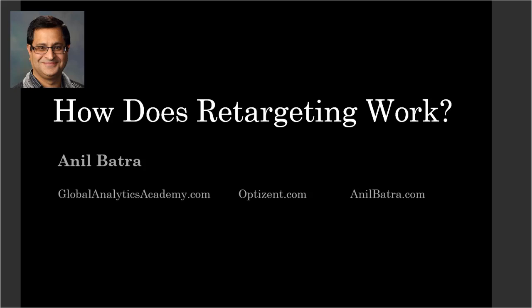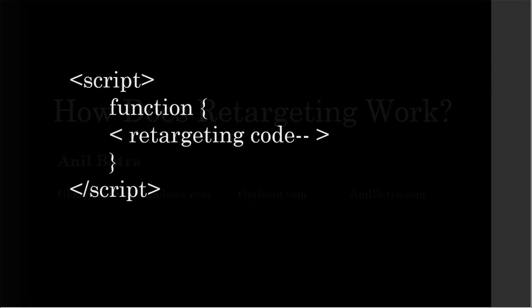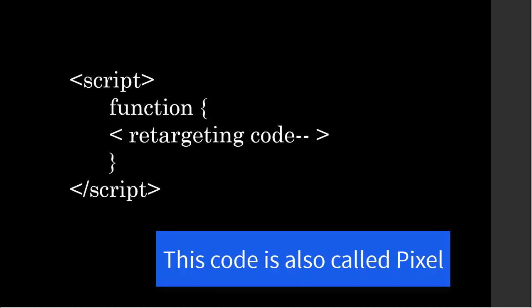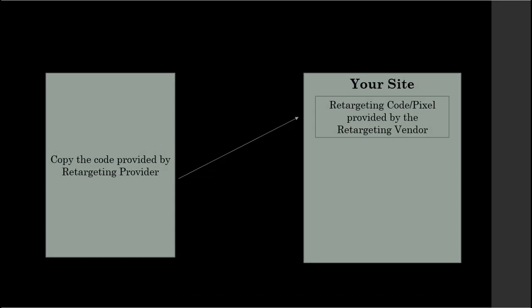In this lecture, we will look at how retargeting works. Retargeting uses a simple code, generally a JavaScript, from the retargeting vendor such as Facebook or Google. This code is also referred to as a pixel. You take this code from the retargeting vendor and place it on your website.